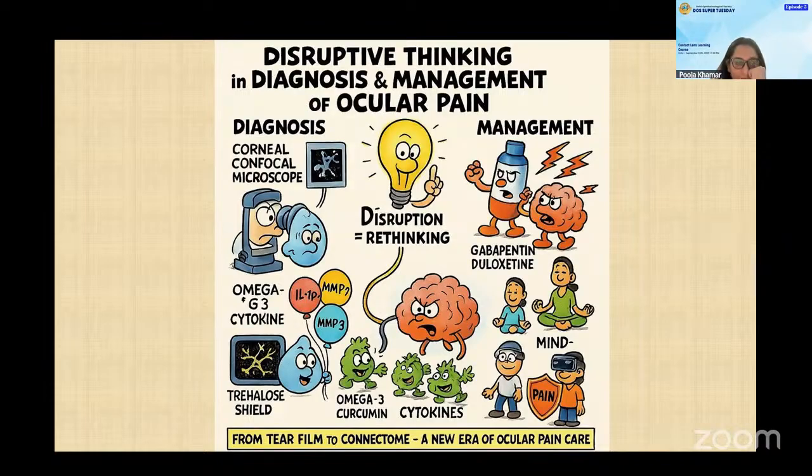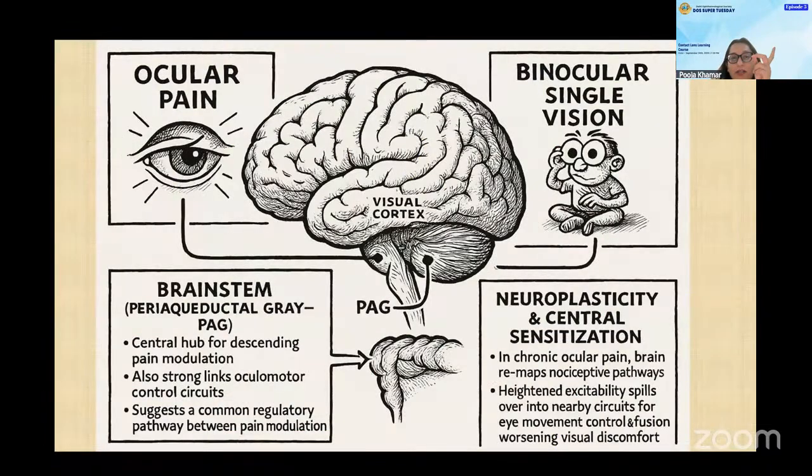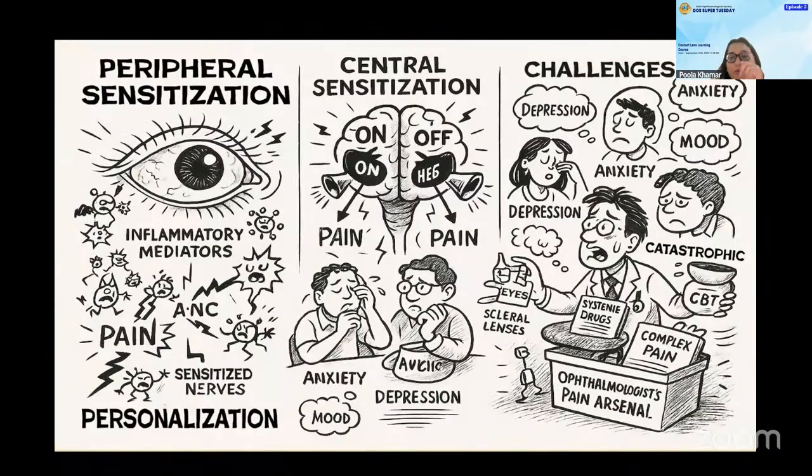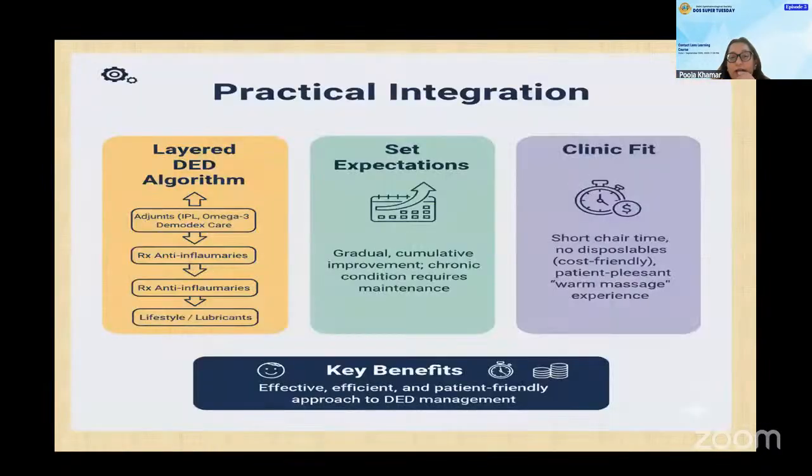So when all the therapies fail and your patients are still complaining of pain without stain, then you look at the central or the peripheral sensitization and treat the patient not just with lubricating drops, but with a gabapentin or TCA based on the level they are in.